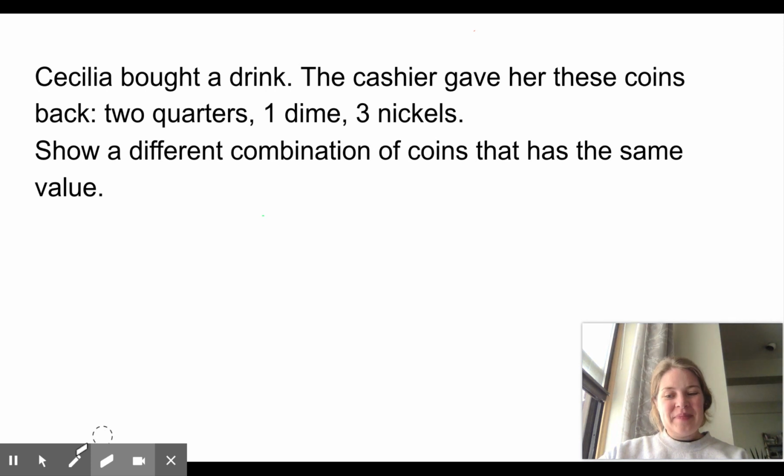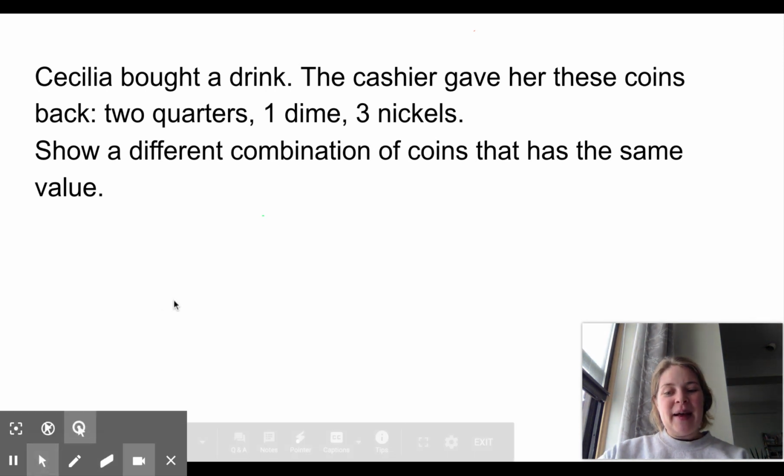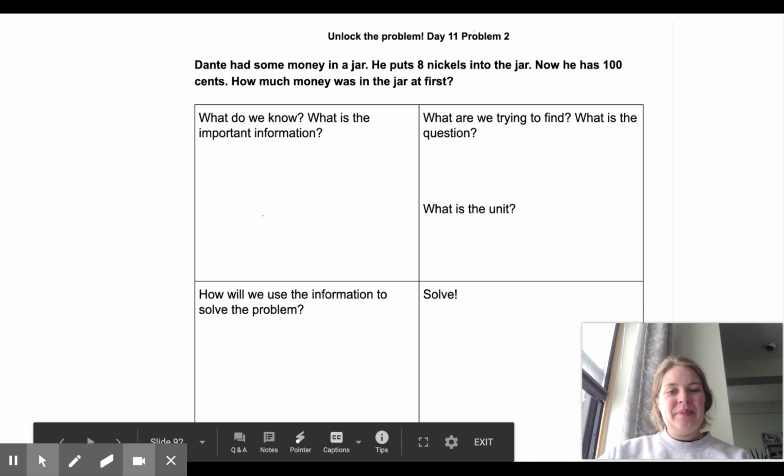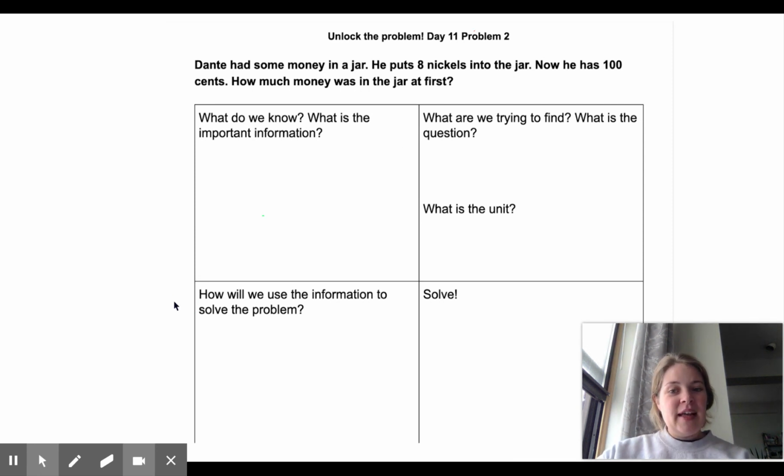Okay, let's take a look at the application problems for today. For day 11, problem 2. Dante has some money in a jar. He puts 8 nickels into the jar. Now he has 100 cents. How much money was in the jar at first?